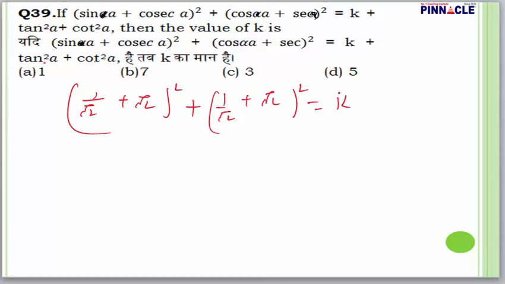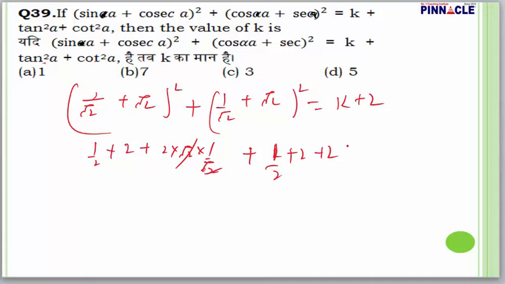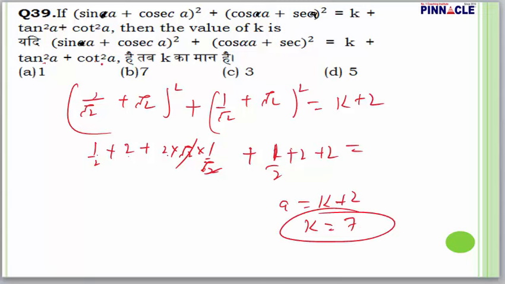Cos 45 would be equal to 1 by root 2, and 1 by root 2 plus root 2 is 2 in total, and here you open this bracket. You will find 1 by 2 plus 2 plus 2 into root 2 into 1 by root 2, which you can cancel, plus here you will find 1 by 2 plus 2 plus 2. That is equal to 2 plus 2, 4, 4.5 and 4.5, that would be 9. So 9 is equal to k plus 2, and k would be equal to 9 minus 2, that is 7. Answer is B. We have just put the value and opened this bracket.